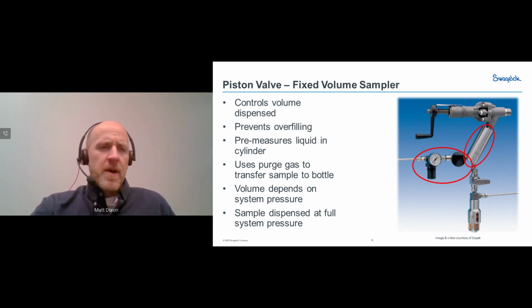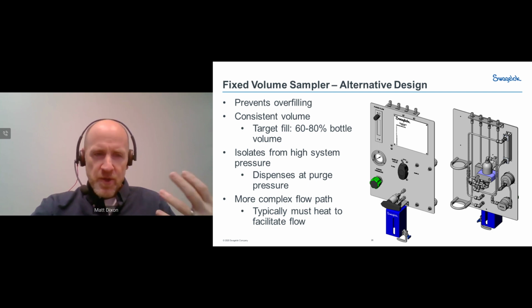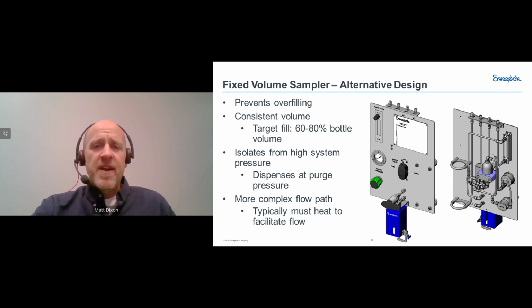So with that, again, there are some challenges with that, but there is an alternative design that enables us to overcome some of those challenges. The same benefits. We're still preventing overfilling. We're filling up our bottle to what's typically a 60 to 80% fill. But what's nice about this particular system is that it actually isolates you from the high process pressure, and dispenses the sample at the pressure of the purge fluid. And also, it enables you to have a nice consistent fill volume because of the way it's designed.